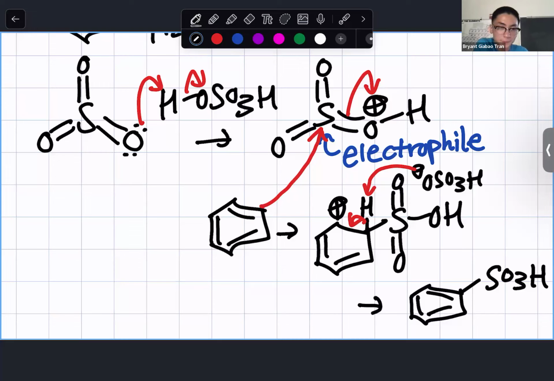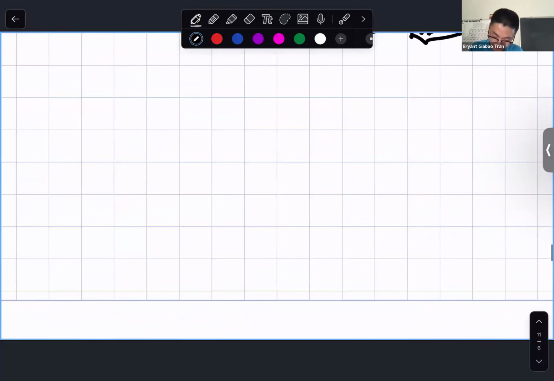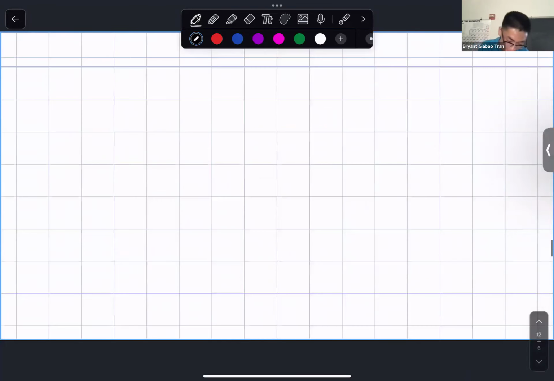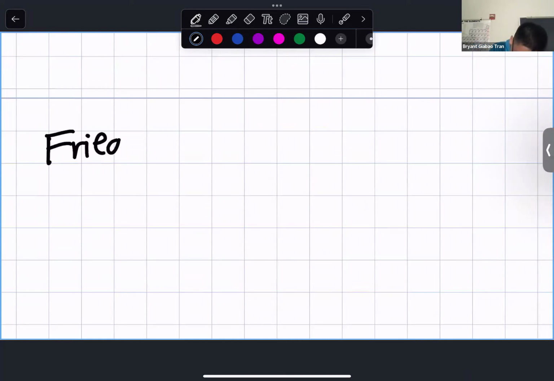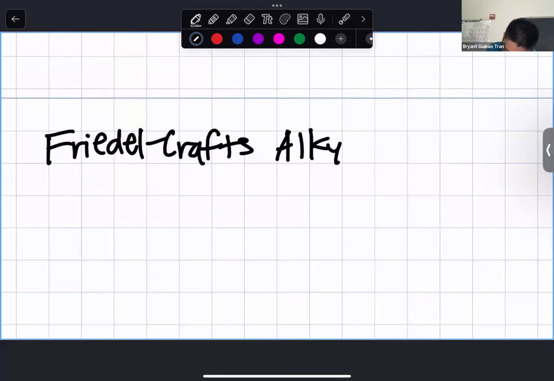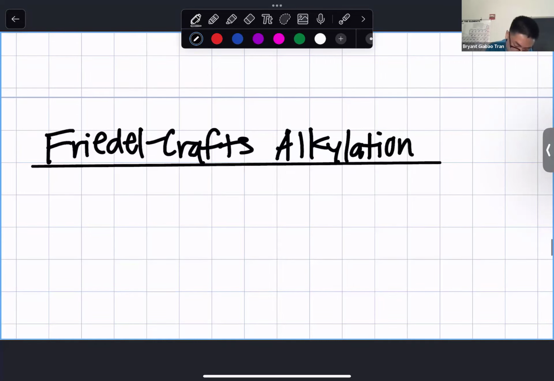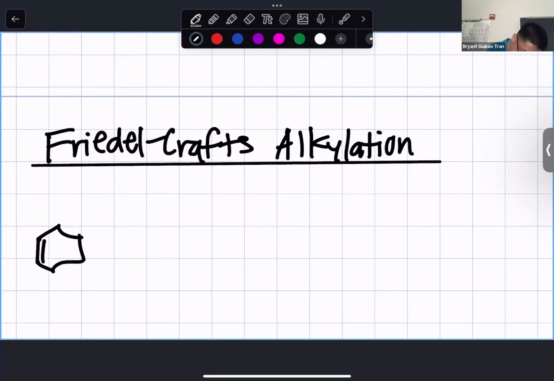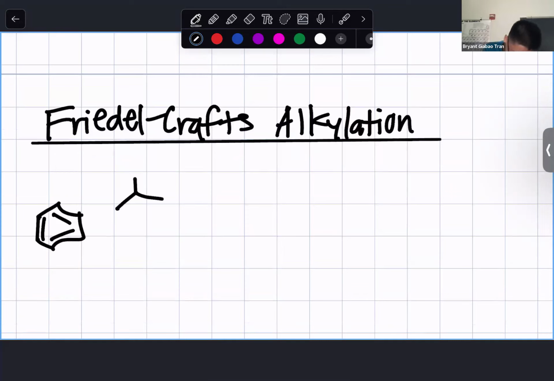Now let's do the last two EAS reactions, the Friedel-Crafts reactions: Friedel-Crafts alkylation and Friedel-Crafts acylation. Friedel-Crafts alkylation. So let's say we have a benzene ring like this, and we put that through these reagents here: that R group with a good leaving group, chlorine, and a metal catalyst like AlCl3.